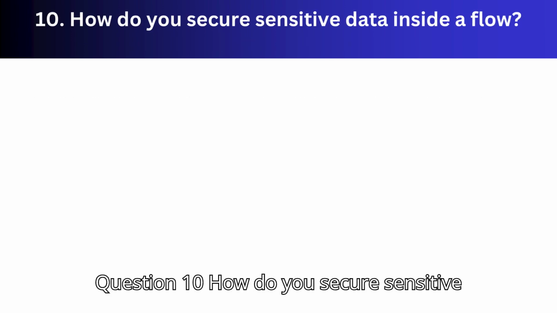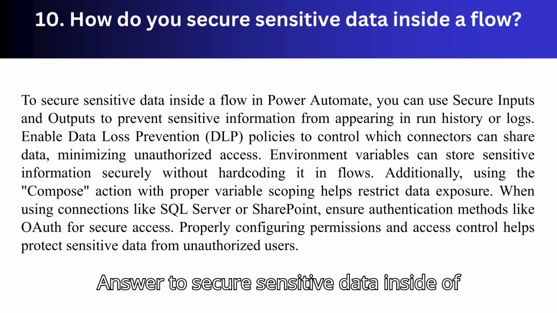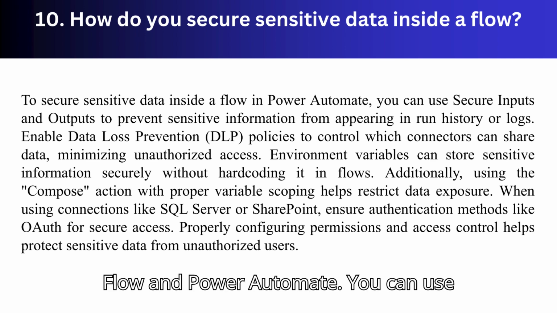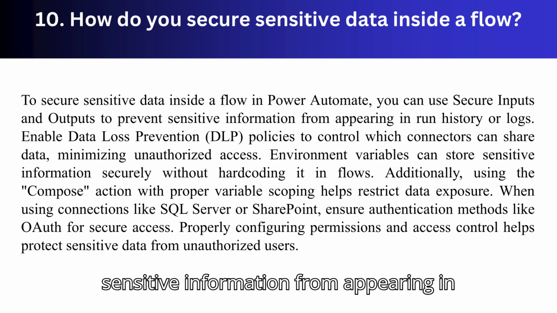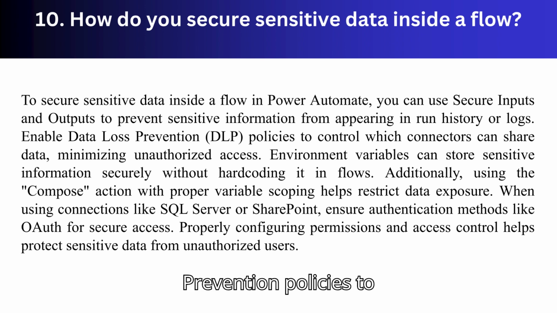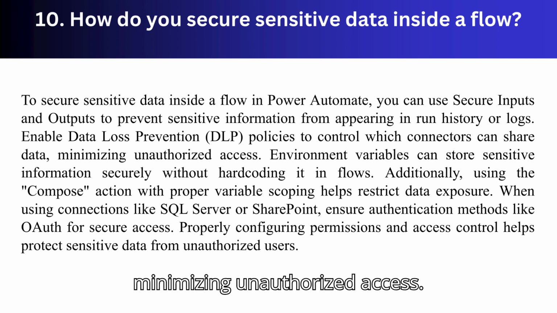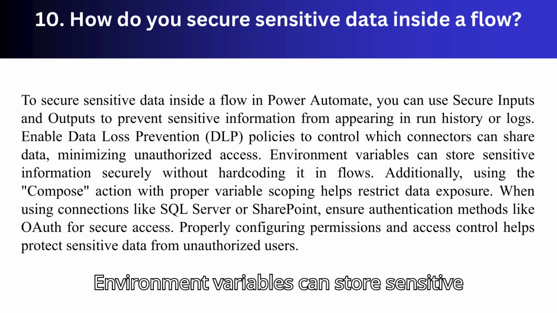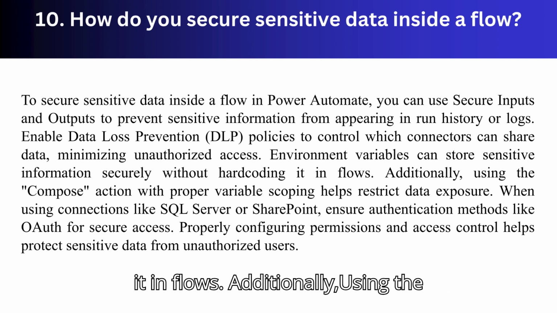Question 10. How do you secure sensitive data inside a flow? Answer: To secure sensitive data inside a flow in Power Automate, you can use secure inputs and outputs to prevent sensitive information from appearing in run history or logs. Enable data loss prevention (DLP) policies to control which connectors can share data, minimizing unauthorized access. Environment variables can store sensitive information securely without hard-coding it in flows.